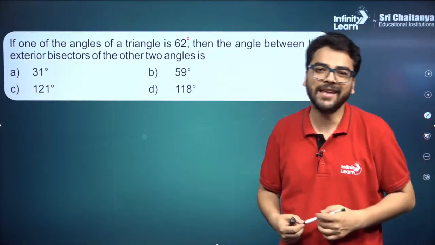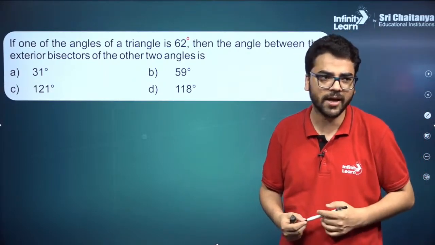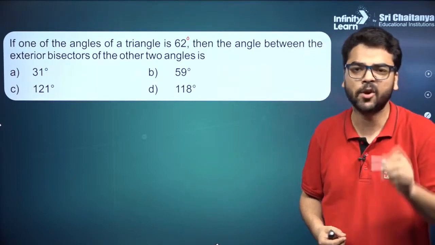The angle between the exterior bisectors of the other 2 angles. This is also an important question and you must remember the result. It must be on your tips.